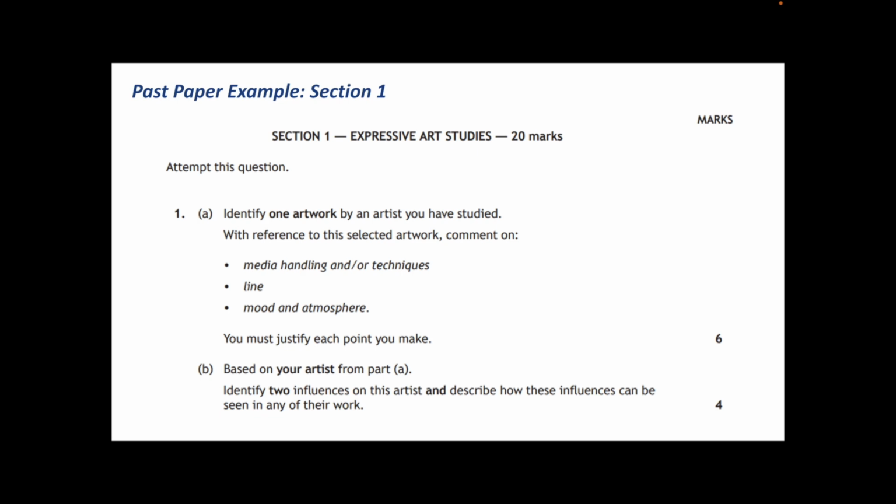Please refer to the revision materials your class teacher has given you about your artist. It will contain all the comments and points you can make for the exam. If you're not sure where to access it, speak with your class teacher so that they can help you.